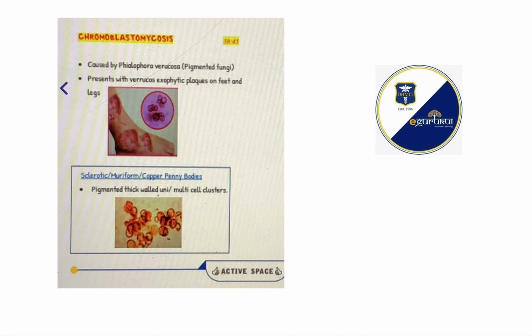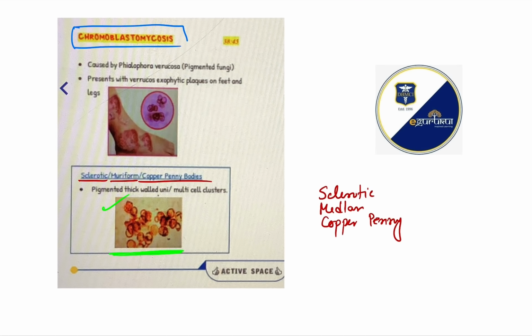Bhatia Medical Coaching Institute. So as you can see here, this is the image of sclerotic bodies, also known as sclerotic body or muriform body or copper penny body or medlar body. So many names for this body: sclerotic or medlar or copper penny bodies or muriform bodies. So many synonyms for this body. So this is one of the types of mycosis known as chromoblastomycosis, caused by Phialophora verrucosa.